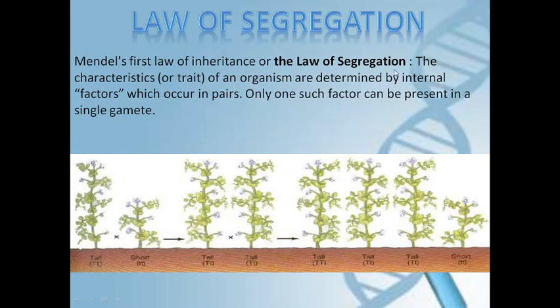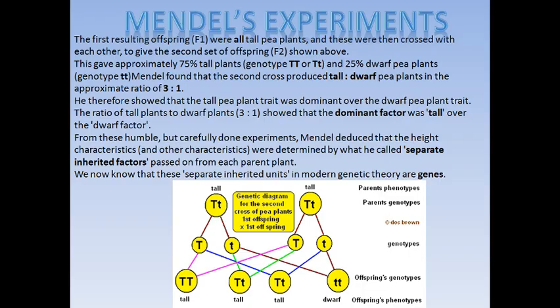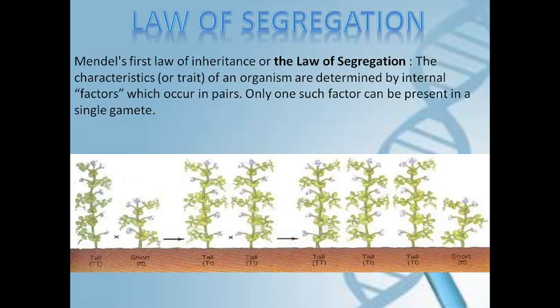This law of segregation states that the characteristics of an organism are determined by internal factors which occur in pairs. Only one such character can be present in a single gamete. These factors, in modern terms, are known as genes. They were named afterwards because genes were not discovered at the time of Mendel; they were discovered after Mendel postulated these laws.